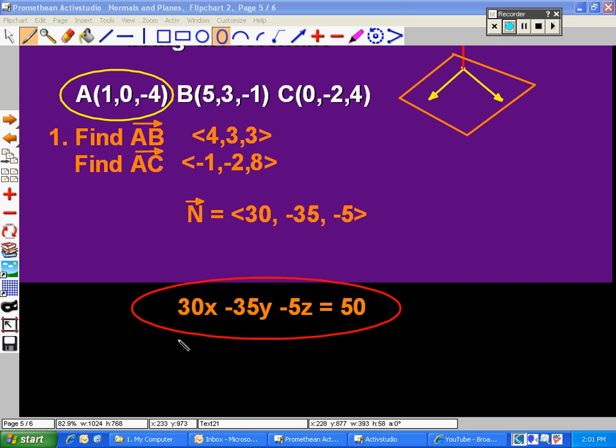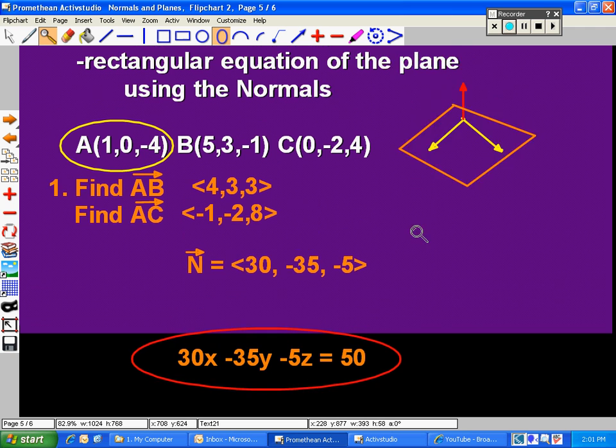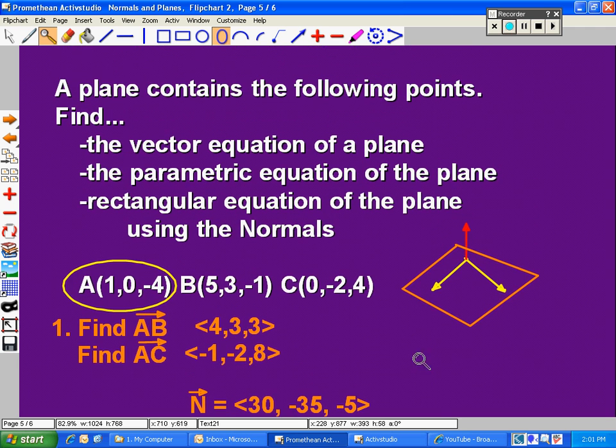So here's your final answer. You get 30x minus 35y minus 5z equals 50. This is the equation of the plane, which contains these 3 points. This is the rectangular equation of the plane because we have Cartesian x, y, and z. So that's a third possible way that they might ask this question. Given 3 points, find the rectangular equation of the plane.